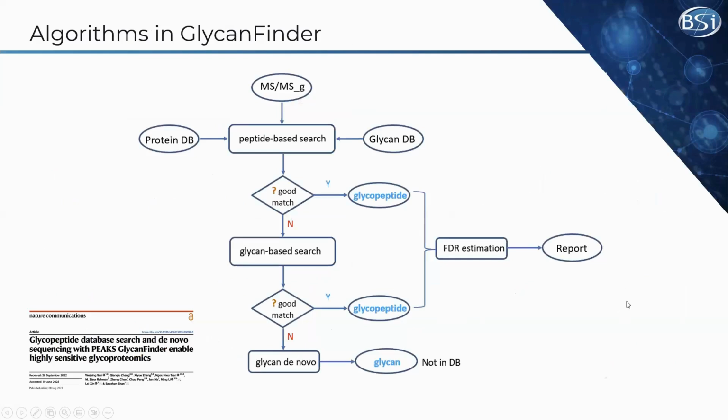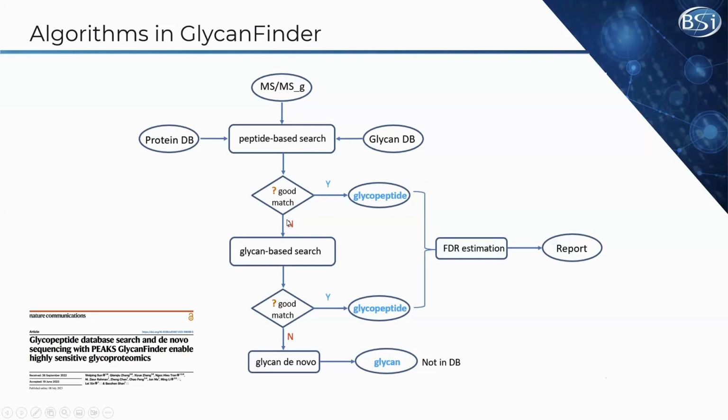And so within GlycanFinder, the algorithm workflow is as follows. Starting with the raw LC-MS data, we first perform a peptide-based search. So we try to match the fragment ions in the lower M/Z range of the spectrum to a protein sequence database. And then we also search a glycan database, trying to match the glycan fragment ions. And then if we have a good match for both, we've identified a glycopeptide.